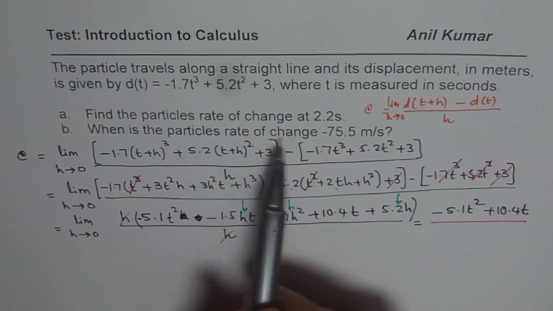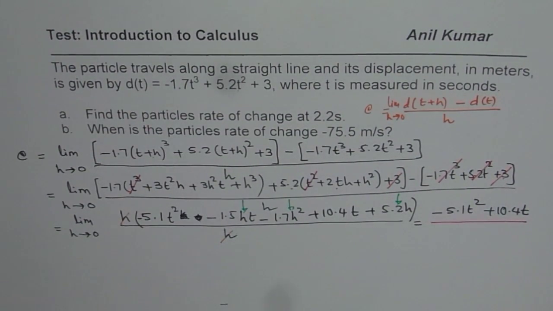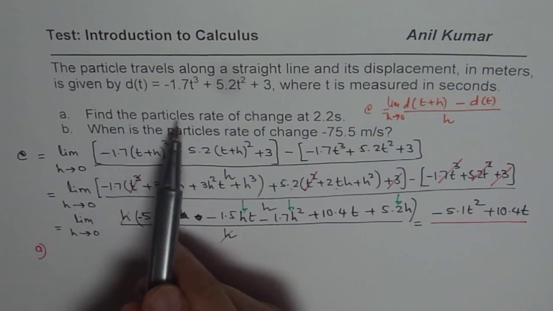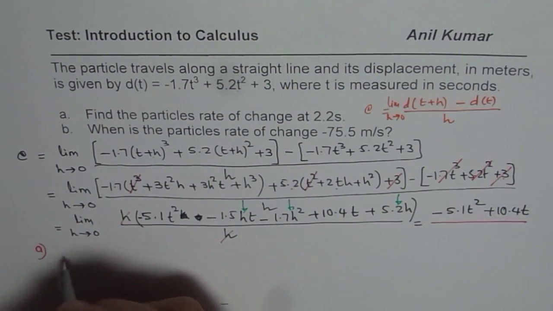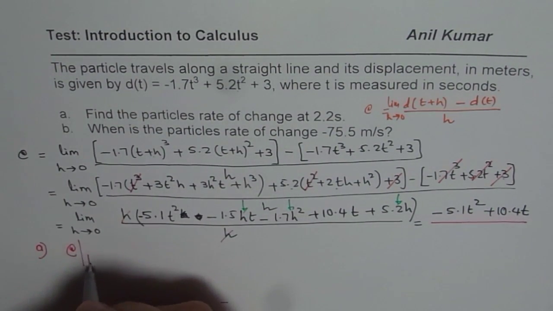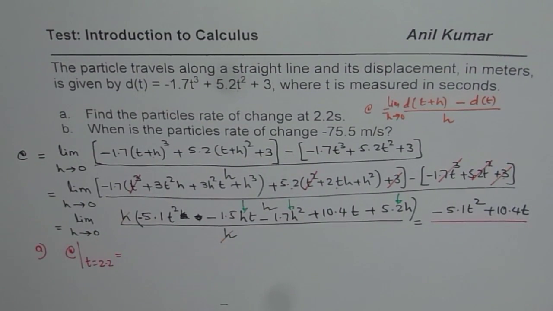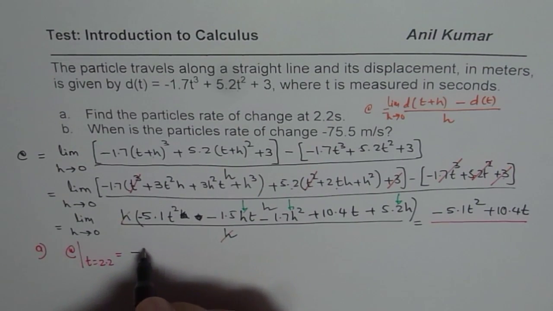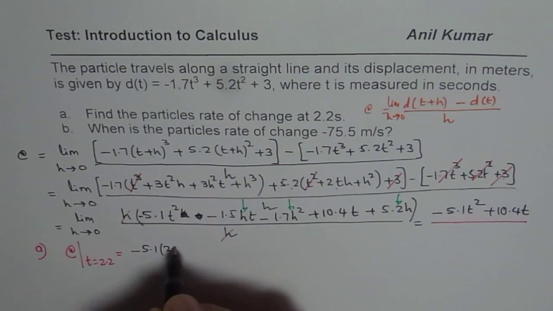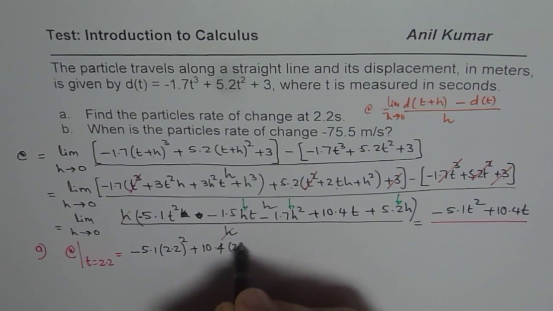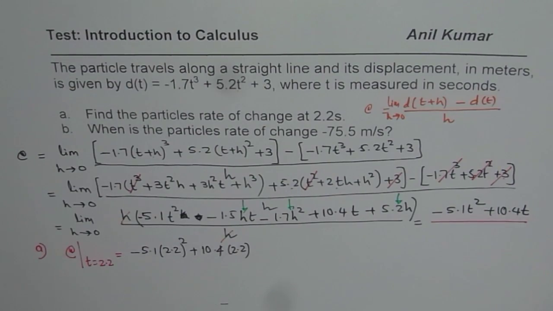Now this is the general expression for instantaneous rate of change at any point, at any time t. To get the idea. Now we can solve both the parts, correct? So let's solve part A first, which says find the particle's rate of change at 2.2. That means we want to find rate of change at t equals 2.2. So we just substitute 2.2 here, right? So what do we get? We get minus 5.1 times 2.2 whole square plus 10.4 times 2.2. You get the idea.